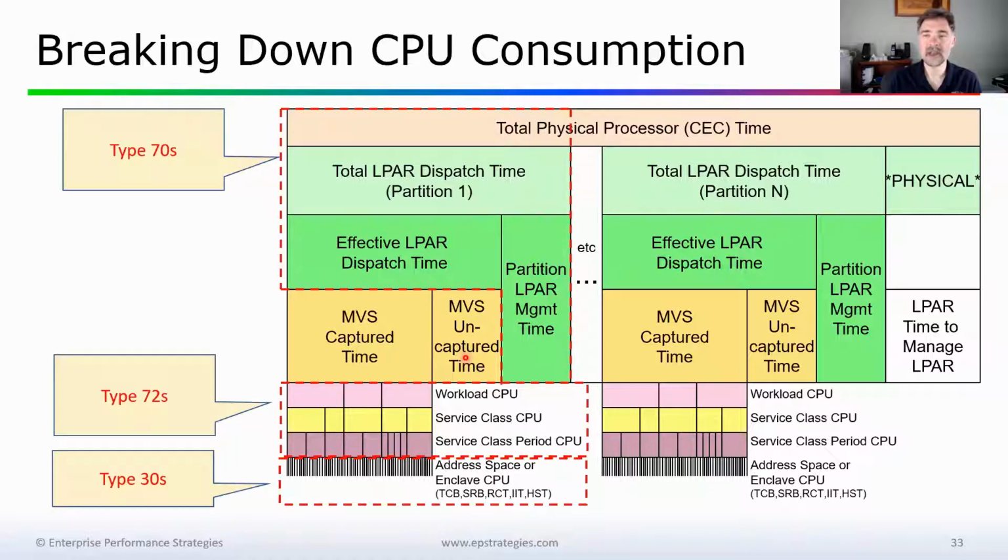So where do you get these values from? Basically, the type 70s record the LPAR level data up here like we talked about before. The type 72s give you this view down here, and then the type 30s go down to the address space level. Now you can do the calculation for captured time and uncaptured time both on a type 30 basis or a type 72 basis. We most often do it on the type 72 basis though.